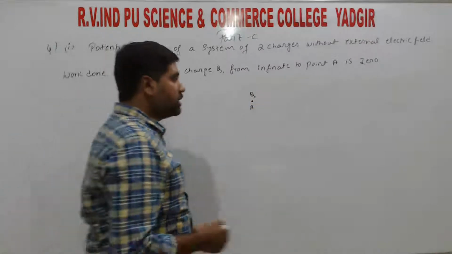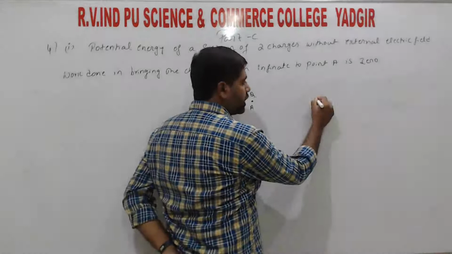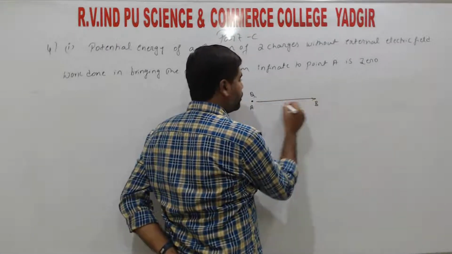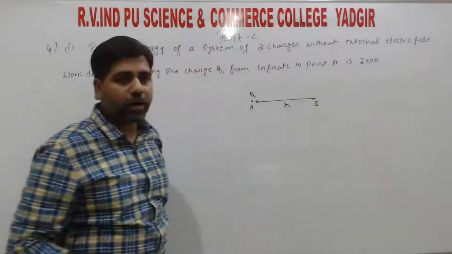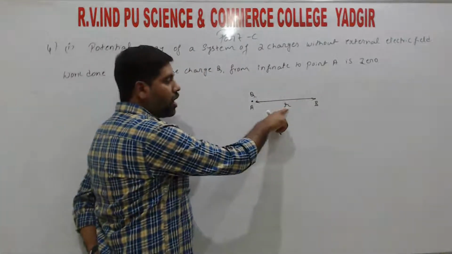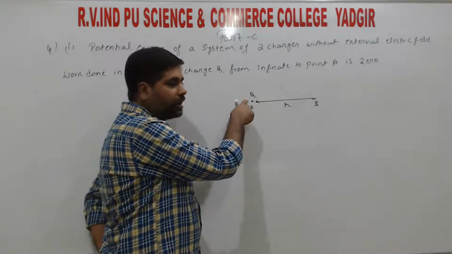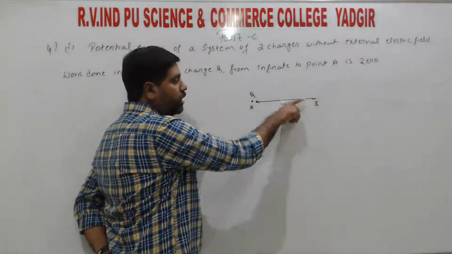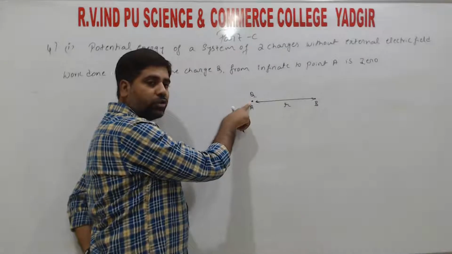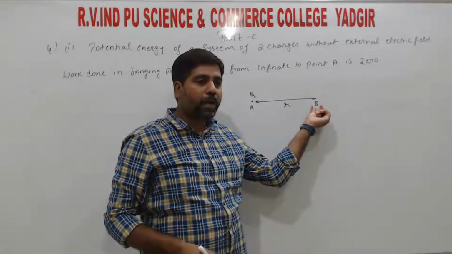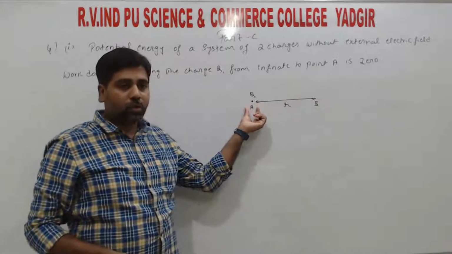Next, consider a point B at a distance R from A, or from Q1. We are considering one point B from the charge Q1. First we need to find the potential at the point B due to charge Q1.